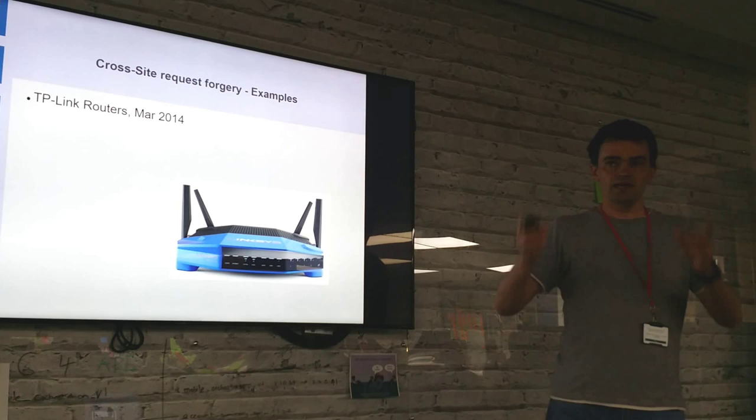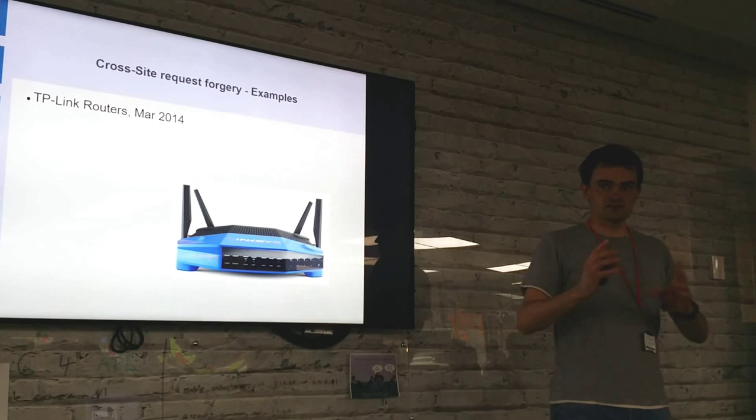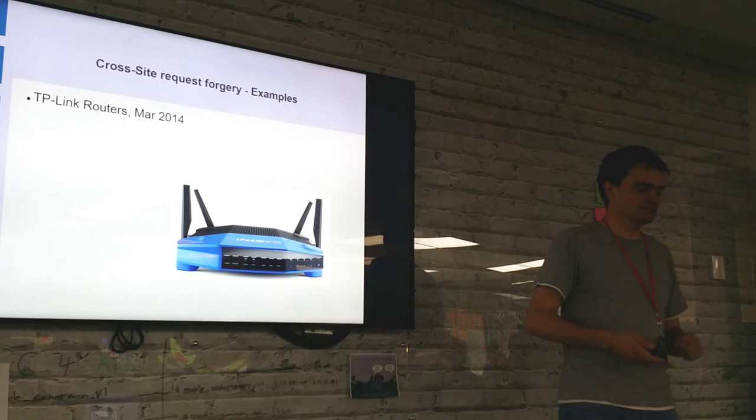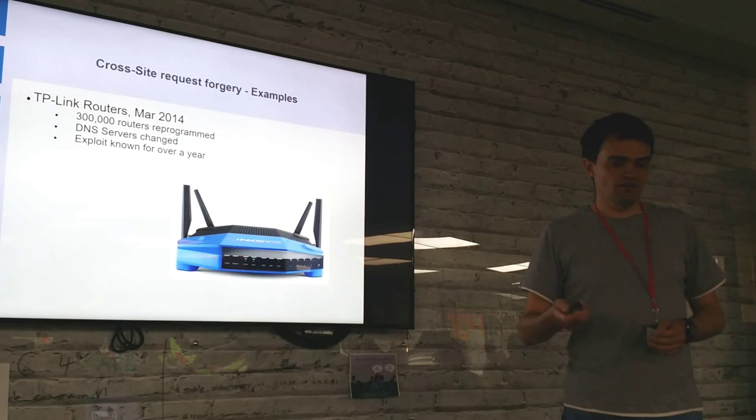And it could do this because you've logged onto your router, and anytime it does a post or get against that site, it sends the authentication cookie with it. It knows to do that. All browsers do that. So there were 300,000 routers reprogrammed using this DNS service change. Staggeringly, it was known about for over a year and nothing was done about it.